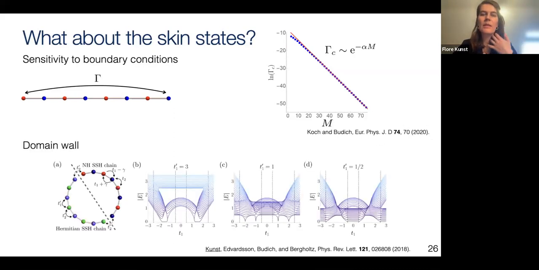If you now instead consider domain walls, you can also still see the same physics. If I couple my non-Hermitian SSH chain to a Hermitian SSH chain, which is in the topologically trivial phase, and I vary the gap in that system, you'll see the following. If this has a very large gap, you'll have a spectrum like this, where you still see zero energy states appearing in the same regions as before. So you still have this physics that you get also under pure OBC.